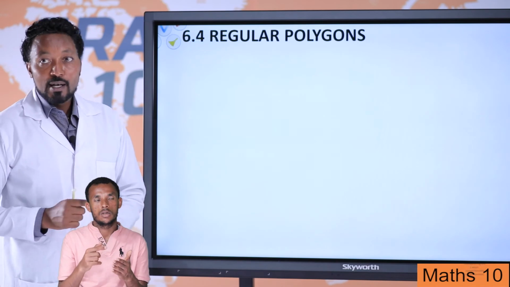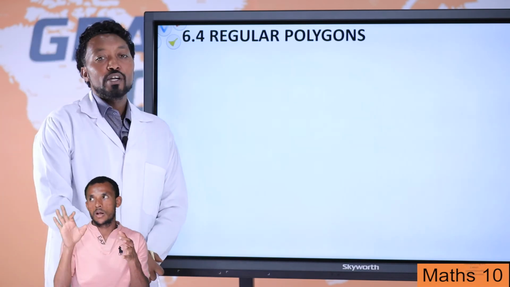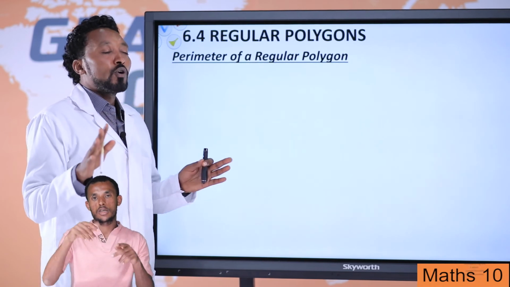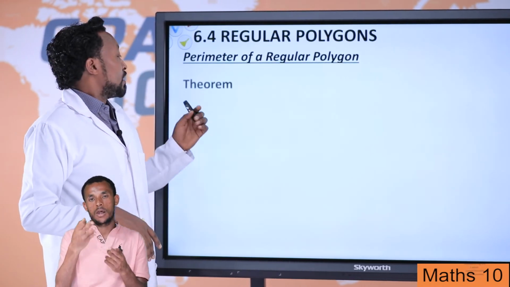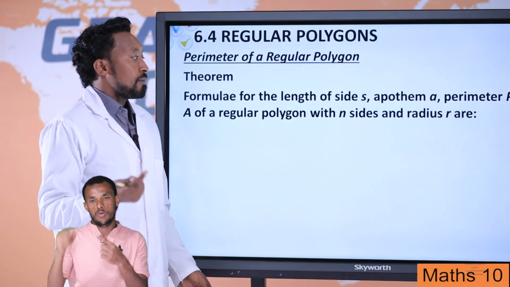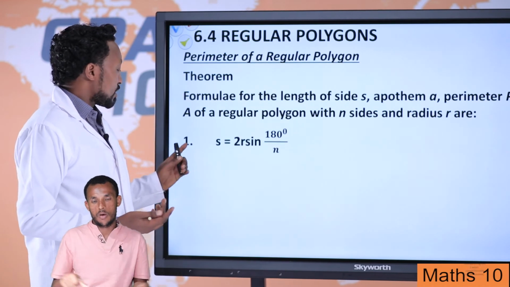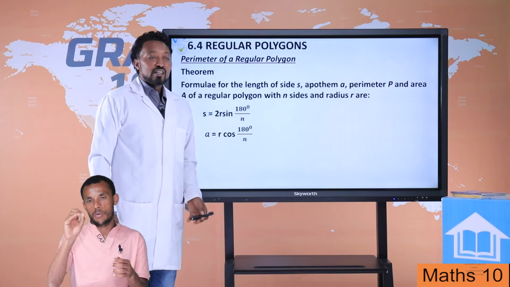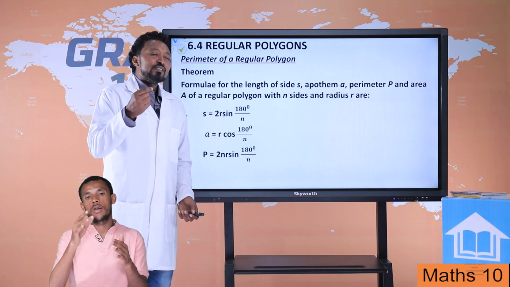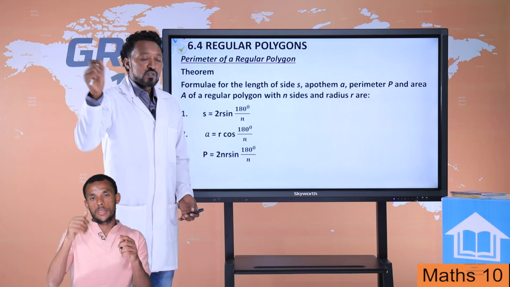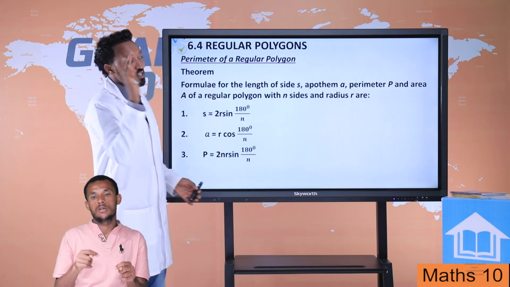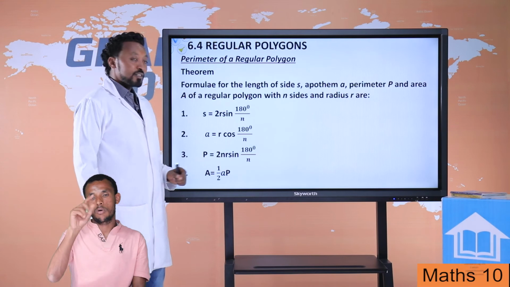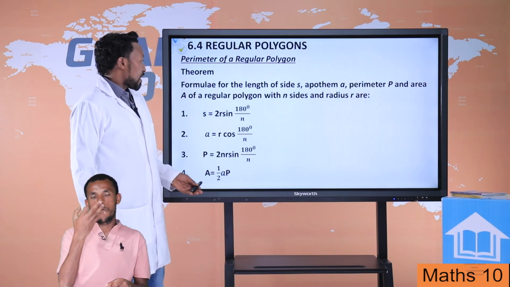This is all. Let me see the last topic related to regular polygons. Perimeter, side lengths, apothem, and regular polygons are seen in grade 9. Here are the theorems and formulas to find lengths of side, apothem, perimeter, and area of a regular polygon. Side length is 2r sine 180 degrees over n. Apothem is r cos 180 degrees over n. Apothem means the distance from the center of a regular polygon perpendicular to a side. Using this idea, you can calculate side lengths, apothem, perimeter, and area of regular polygons.